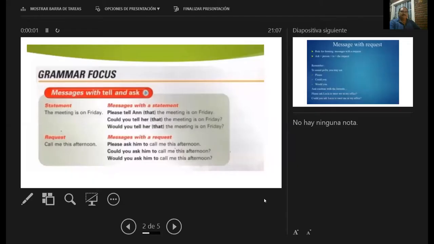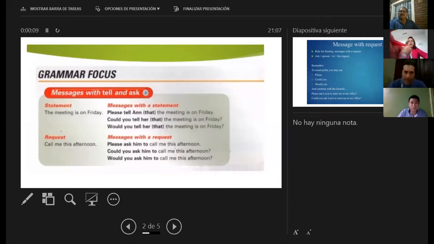Okay, this is where we stopped last night. Now, remember these sentences, right? We have a statement when we give a message, and also a request, when we ask somebody for something. But remember that in most of these sentences, there are three people involved. Please tell Anne: in this case it's Anne, you, and the person that is telling you. And in the request it's the same thing: you have him, which is Tony, you, and the person that you are asking. So there are always three people.